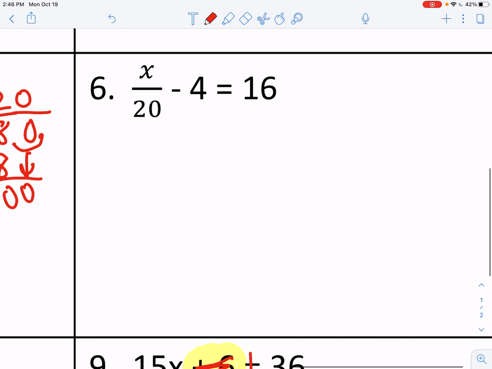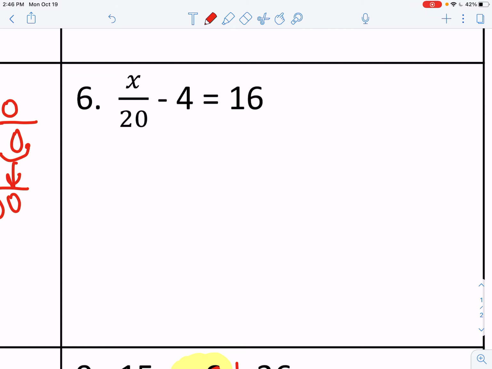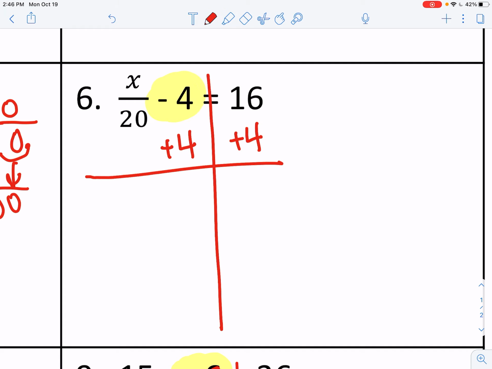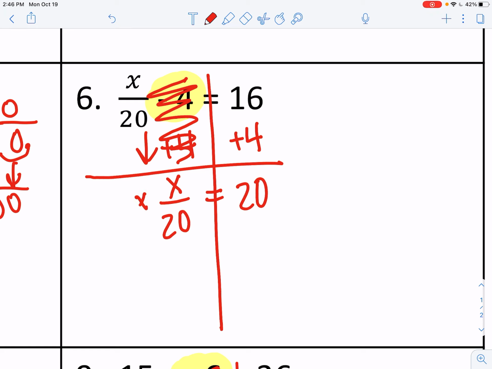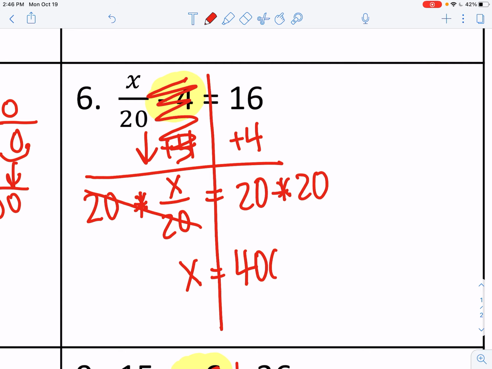Oops, I forgot number 6. So 6 is x over 20 minus 4 equals 16. So if I just get rid of that constant first, we get 20 on this side, and then bring down the x over 20. You multiply by 20 on both sides to get x, and you get x equals 400.